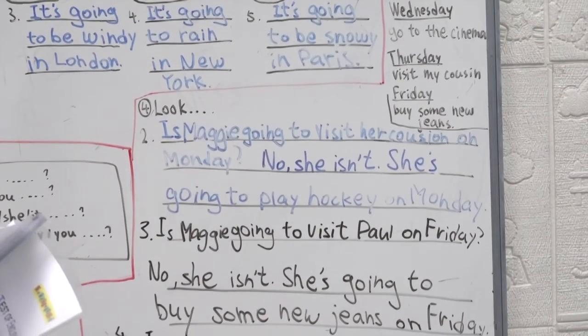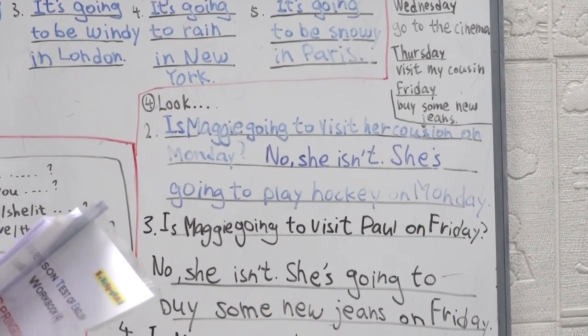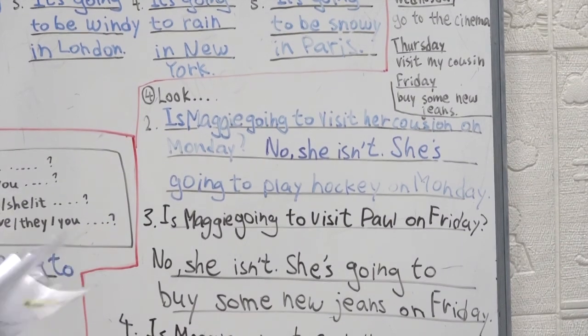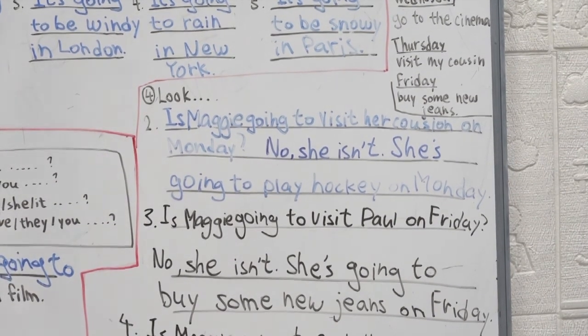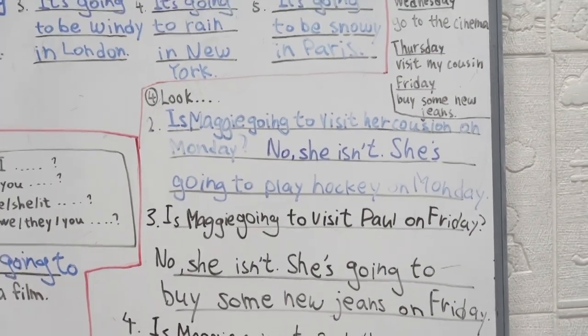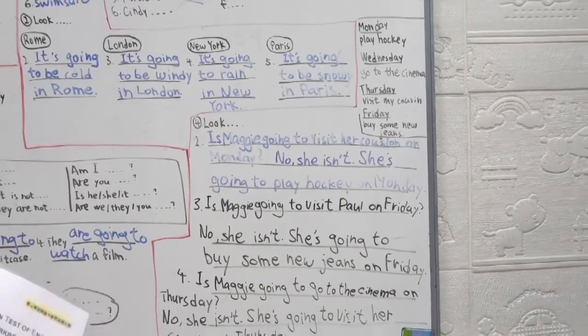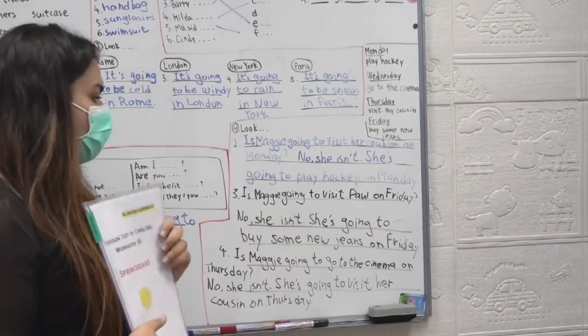Okay, so please check your answers and please do revision on the grammar item be going to at home. Alright, if you haven't completed this part, please complete this at home. Alright, I'm going to stop here.